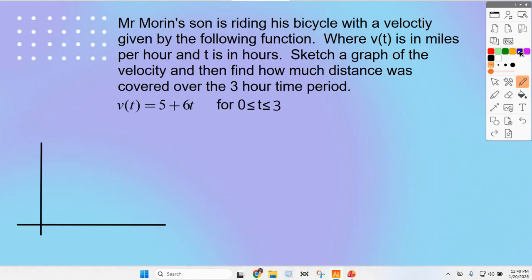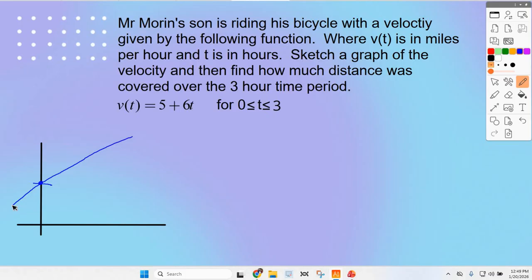So it's going to be a line that has a slope of 6 and a y-intercept of 5. Are we all okay with that? We're just graphing basic stuff. So, we have an intercept, we'll say that this is 5. And then I have a slope that goes out. So my line will look something like that.